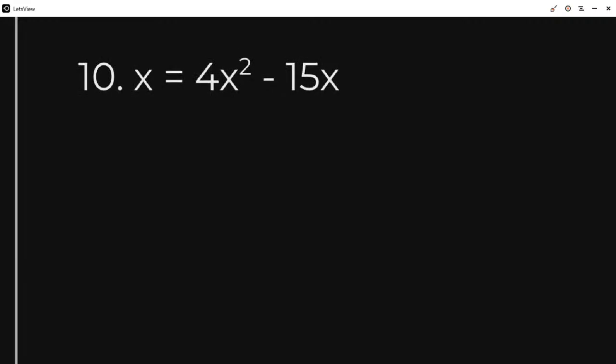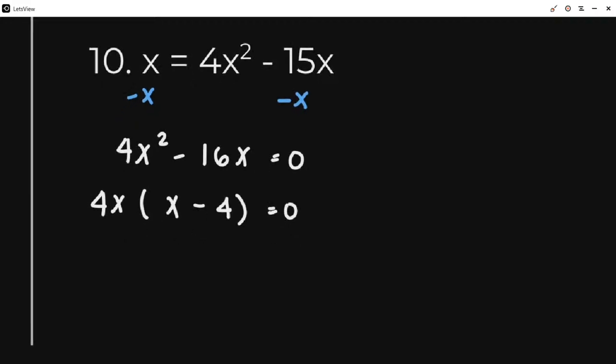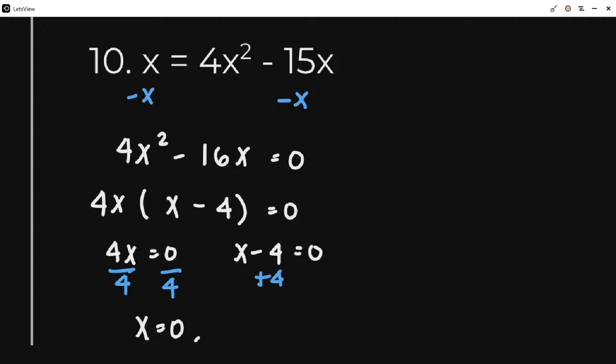Okay, next one. I'm going to move the x over. So we get 4x squared minus 16x equals 0. And we have to factor out the GCF first, which is 4x. So we're left with x minus 4 equals 0. And now we're just going to set each one equal to 0. So 4x equals 0 and x minus 4 equals 0. Then to solve, we're going to divide by 4. So we get x equals 0. And on the other side, we're going to add 4. So we get x equals 4. So the final answer would be 0 and 4.